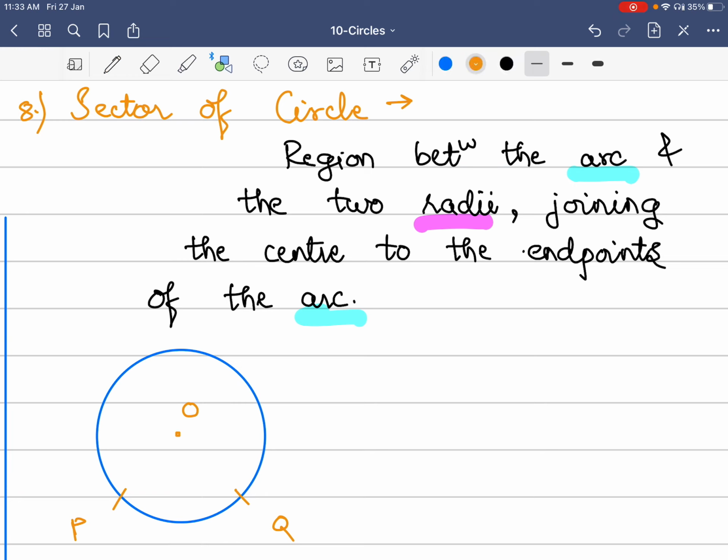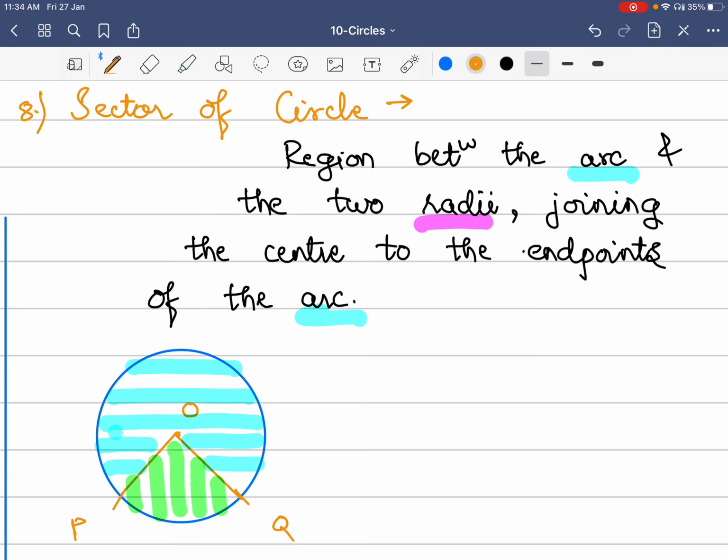Now I'm going to join this and this. So basically I'm connecting the 2 endpoints of the arc with the center of the circle. Now what is the sector? The sector is this region. I'll use a highlighter so that we understand it better. This region is one sector, and this is another sector, this one.